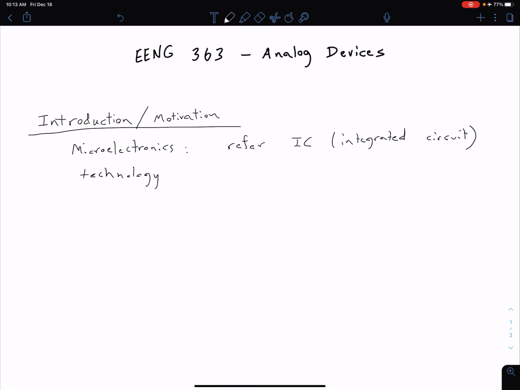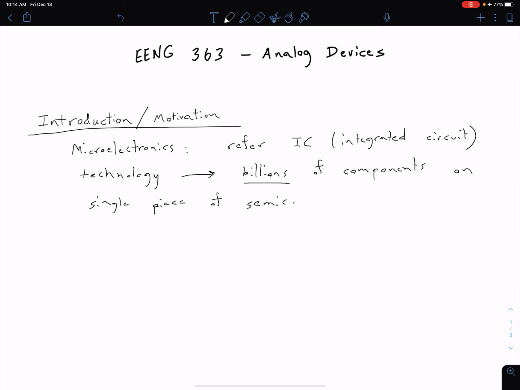With this integrated circuit technology, with state-of-the-art manufacturing, we can fit billions, with a B, of components on a single piece of semiconductor. We're going to talk a little bit later on what these components are. Primarily, they're going to be something called transistors. We'll talk about what exactly a semiconductor is and why it is useful. That's going to actually be the first thing we talk about. But the basic idea is that for microelectronics, we have these relatively small packages that have billions of components that we can make our circuits from.